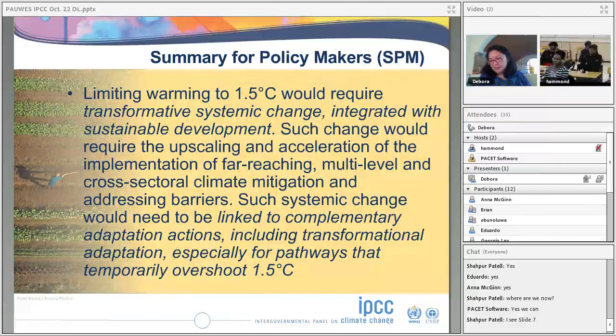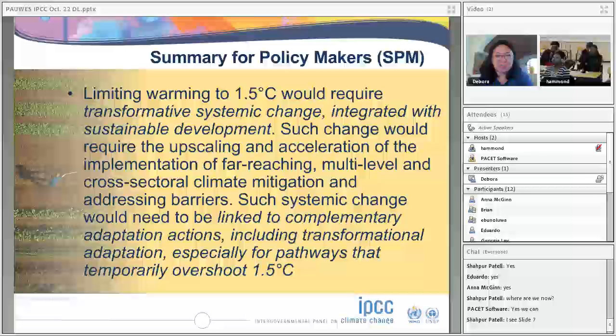So as a main conclusion, several key messages from the summary for policymakers is that, again, we need to reduce emissions by 45% by 2030, which means that we require transformative systemic change integrated with sustainable development. It needs the upscaling and acceleration of the implementation of far-reaching, multi-level and cross-sectoral climate mitigation and addressing barriers. And such systemic changes across all sectors need to be linked with complementary adaptation actions, including transformational adaptation.